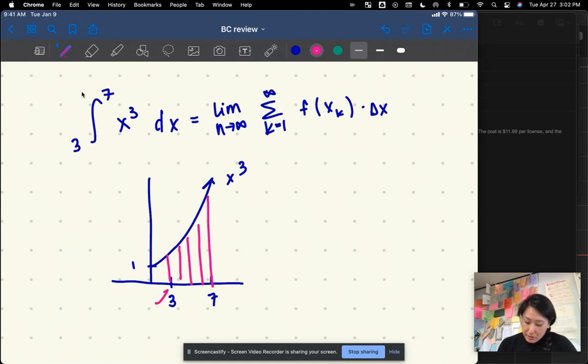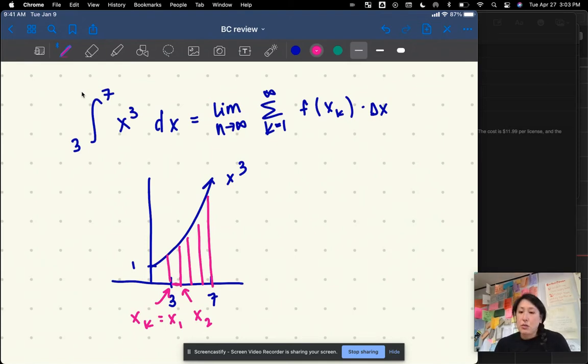This rectangle right here, this x value would be x sub k or x sub 1. It's the first rectangle. Okay, the second rectangle would be at the length of x sub 2, x sub 3, x sub 4, so on and so forth. So the k value is just the name of the rectangle. So are you the first, the second, the third, the fourth rectangle? Okay.